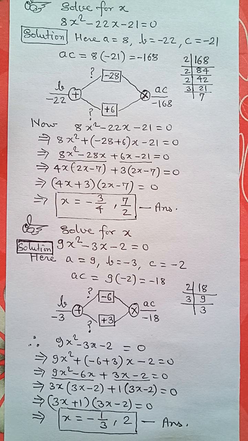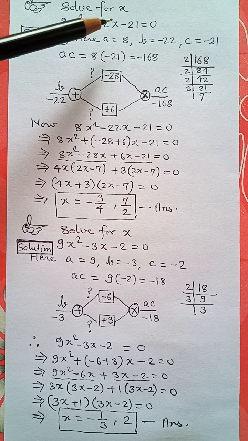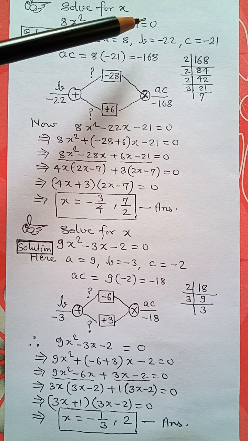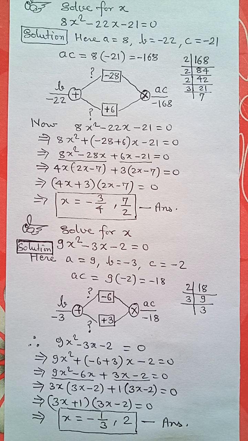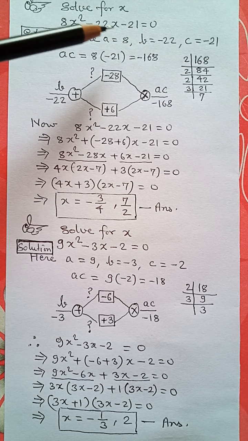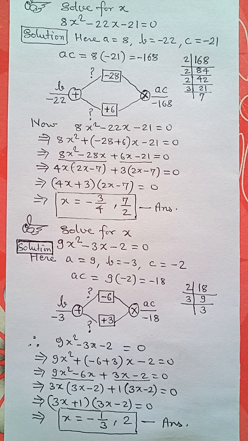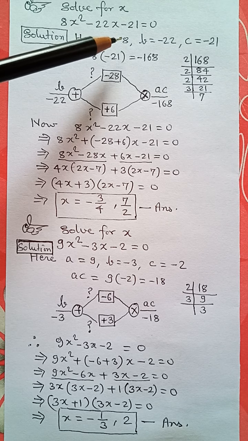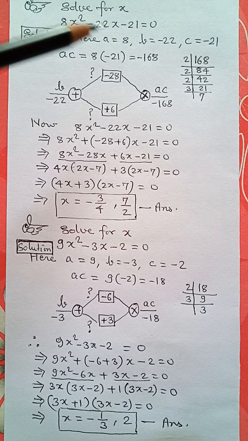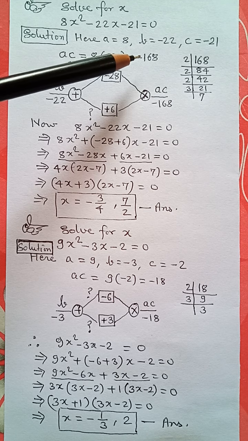The first equation is: solve for x, 8x square minus 22x minus 21 is equal to 0. Comparing this equation with the standard form, we have A is equal to 8, B is minus 22 and C is minus 21. Now let us find the product AC. AC is 8 times minus 21. That means minus 168.